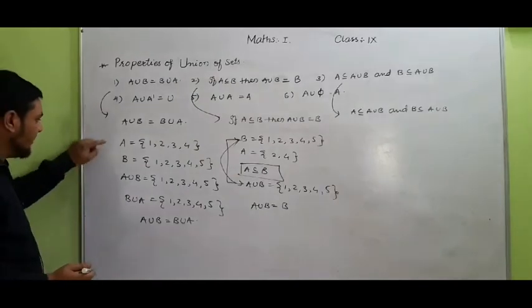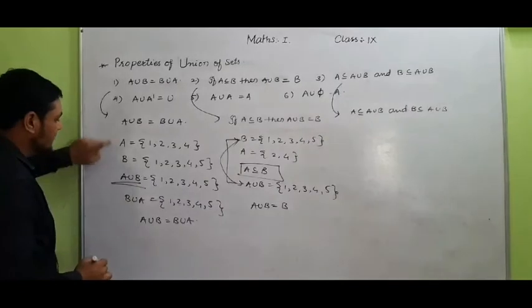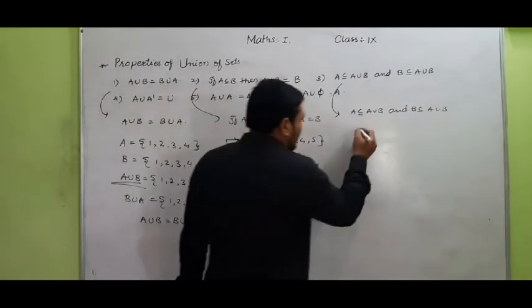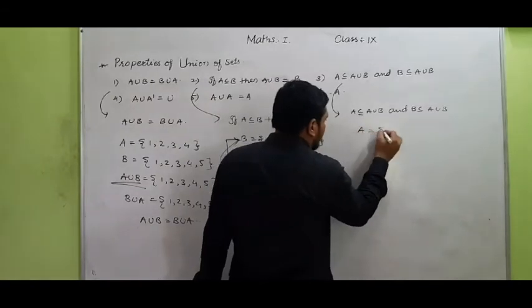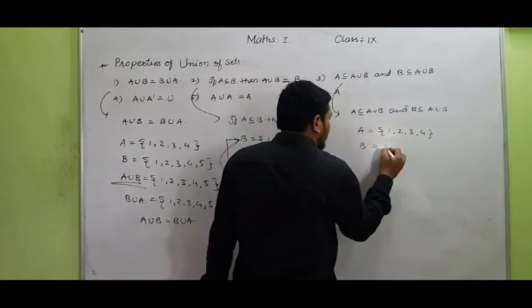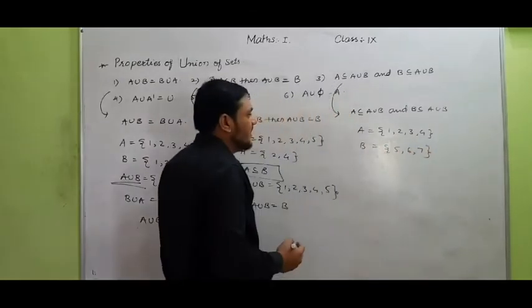If you see that A is a subset of A union B, and B is also a subset of A union B. We can also take one example here. A contains the elements 1, 2, 3, 4 and B contains the elements 5, 6, 7. So let us find A union B.